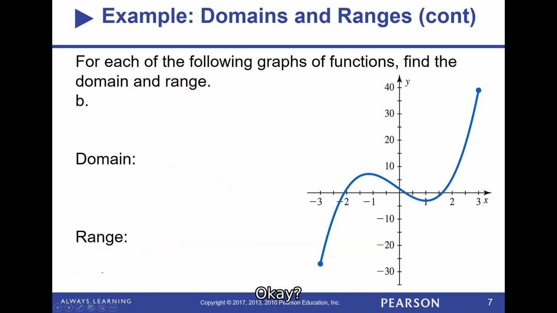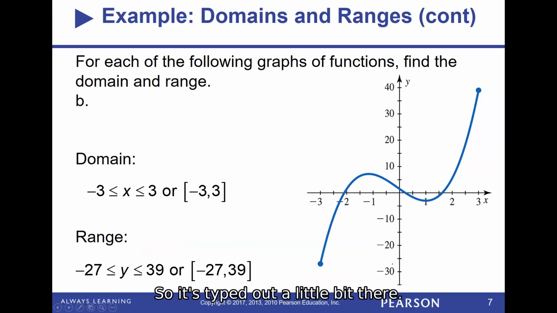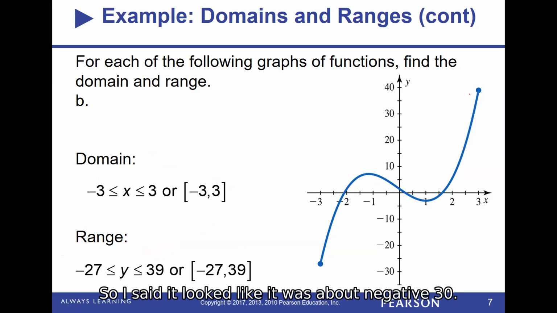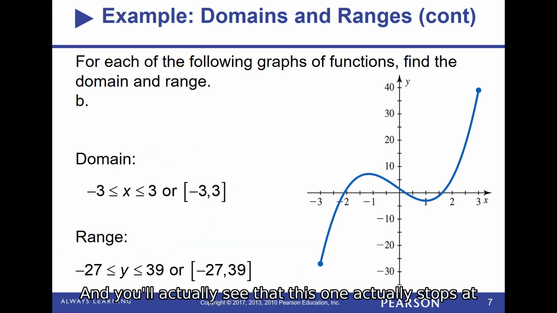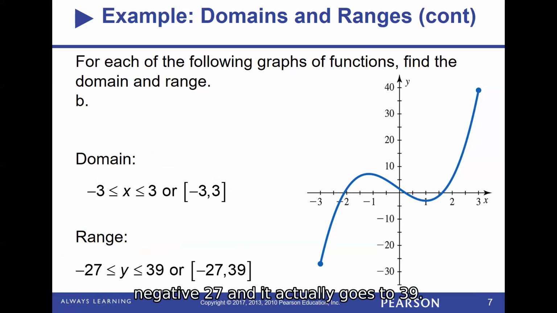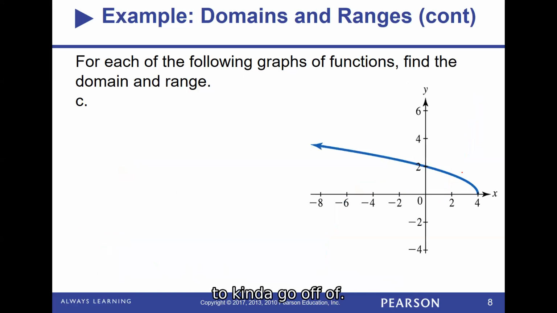Okay, so it's typed out a little bit better there. Now again, remember I kind of eyeballed it, so I said it looked like it was about -30. Now when you are doing your homework, you're going to have grid lines, so it's going to be a little bit easier for you to see, so you don't actually have to eyeball it. And you'll actually see that this one actually stops at -27 and it actually goes to 39. So when you are looking at your homework, you'll have a little bit better grid lines to kind of go off of.